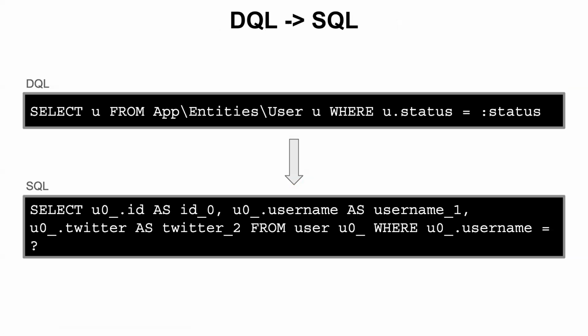So this is what the DQL looks like at the top. And you see how instead of a table name here, it's the actual namespaced class. And then this is the property name. In this example, the status property is also named status in the database, in the column. But this is the SQL that gets generated from that DQL query.